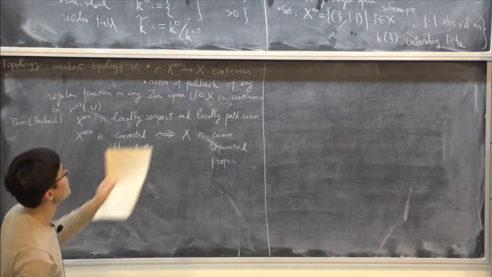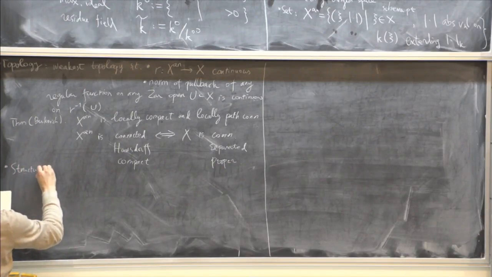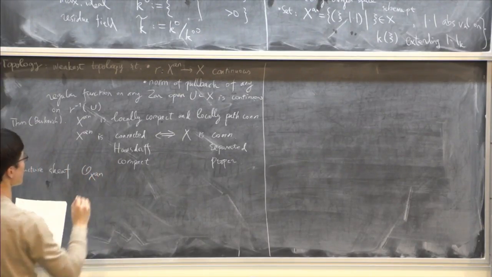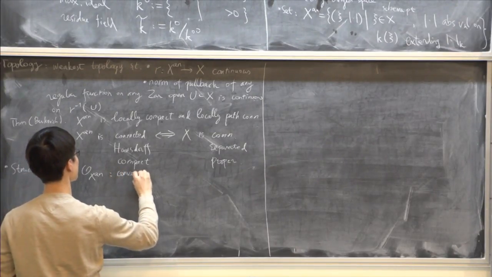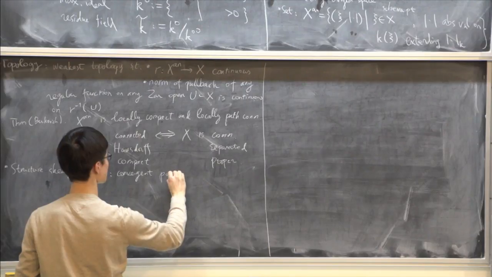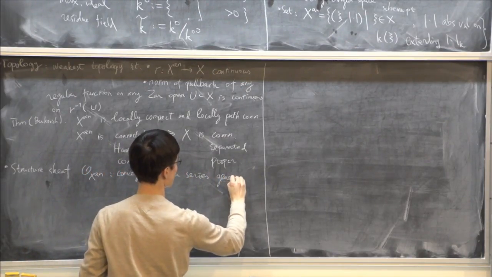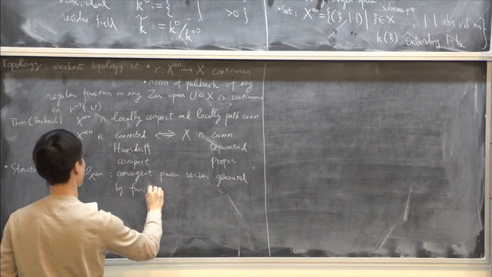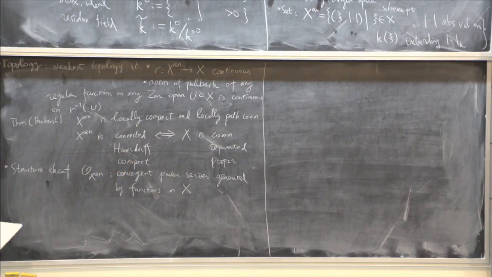To make it a locally ringed space, we still need a structure sheaf. O of X analytic, that's very easy to define. It just consists of convergent power series generated by functions on X. So let me give an example, the simplest example for analytification.